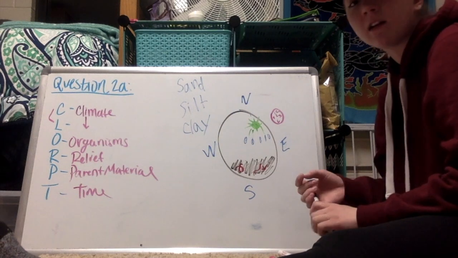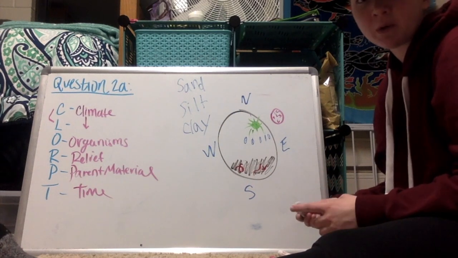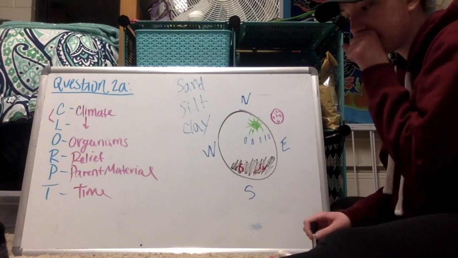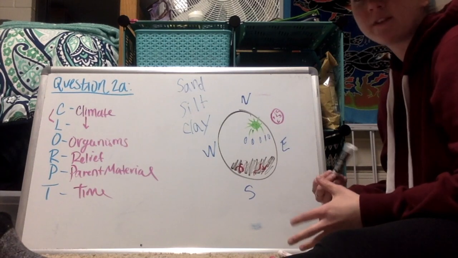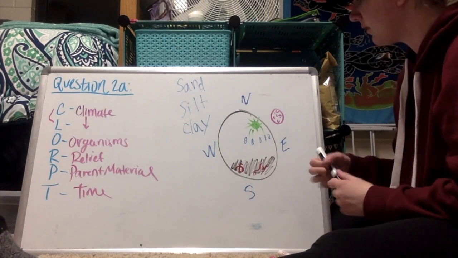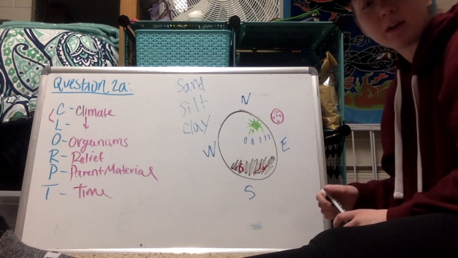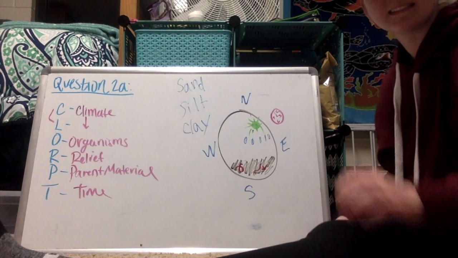And just overall, organic material is very important in the formation of soil. It's very important to have different minerals and different vitamins and fertilizers that help the plants grow and keep the soil nice and fresh.